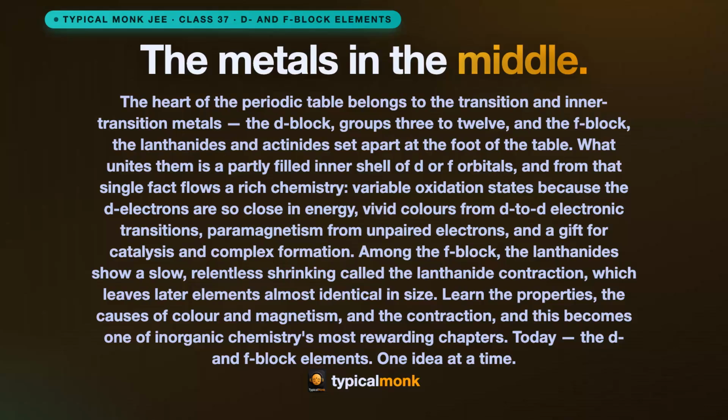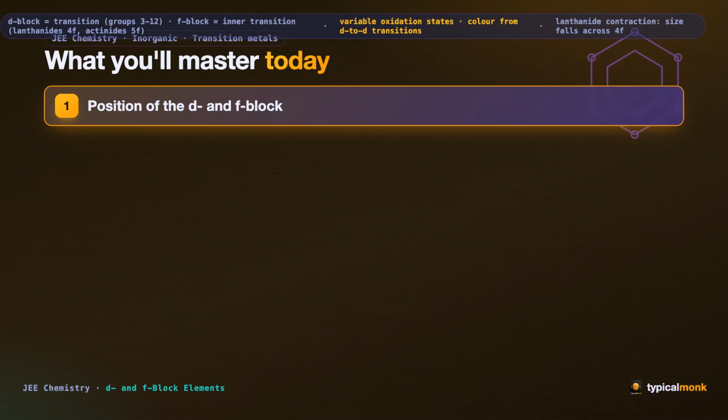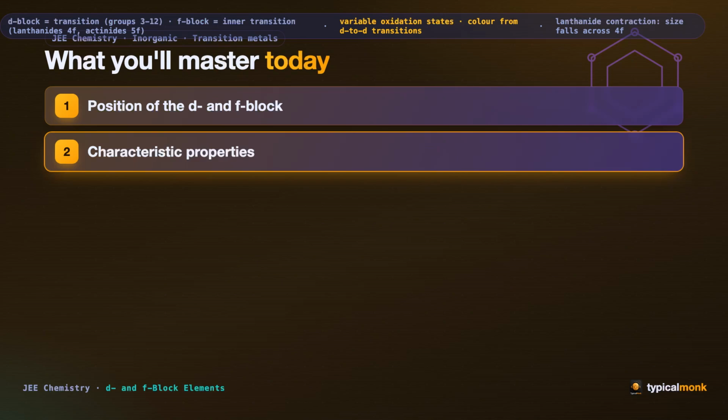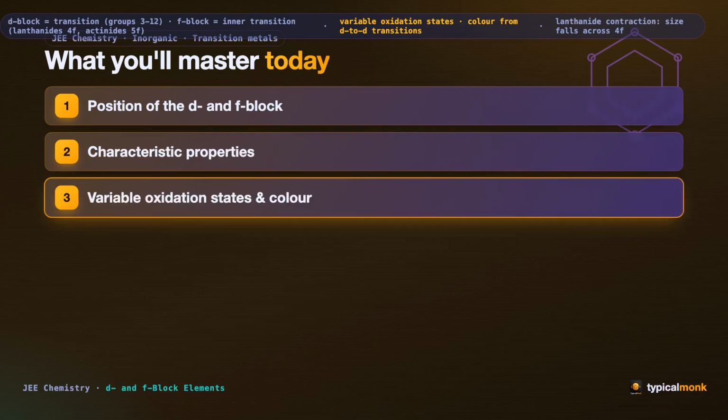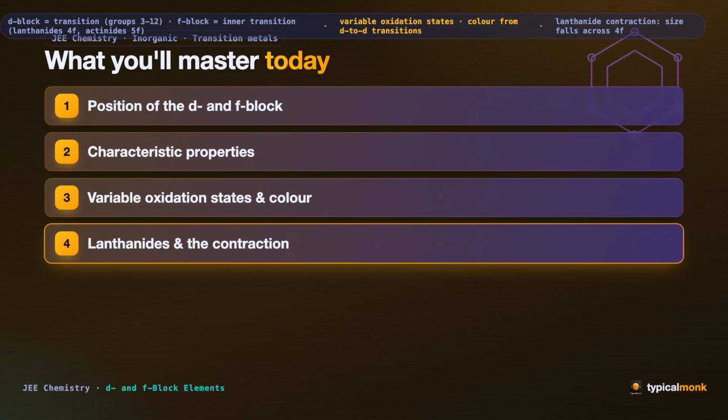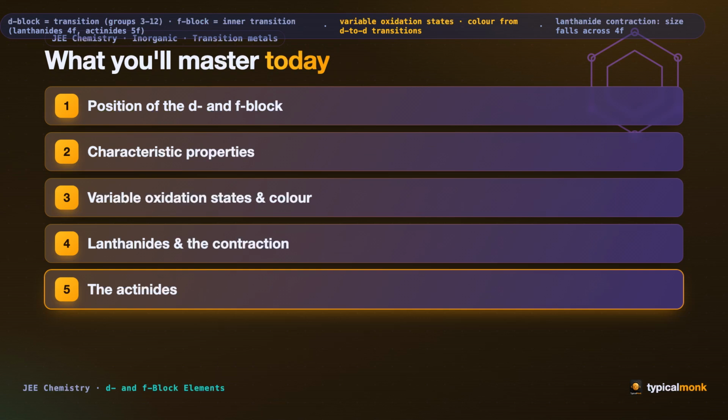Today, the d and f block elements, one idea at a time. Here is what you will master today. First, the position of the d and f block. Second, the characteristic properties. Third, the variable oxidation states and color. Fourth, the lanthanides and the contraction. And fifth, the actinides, one idea at a time.